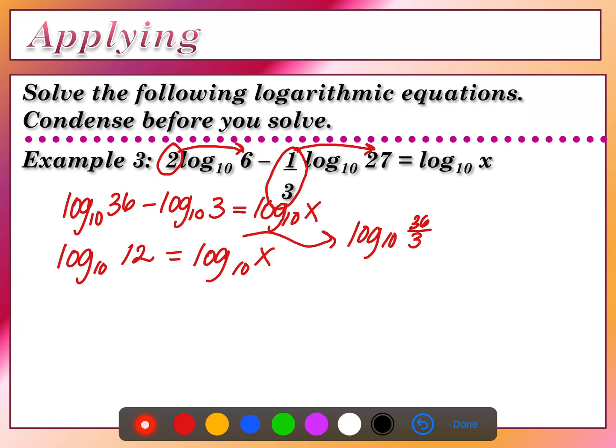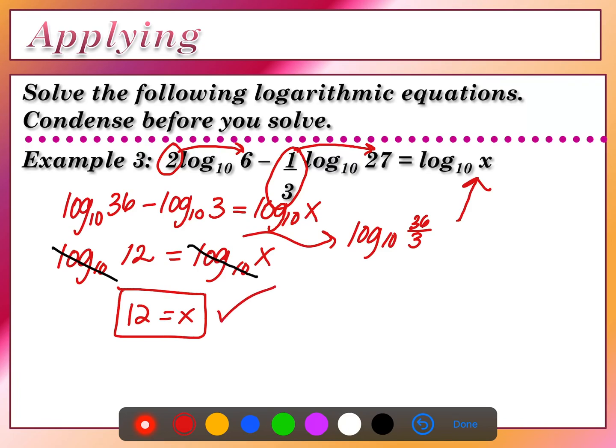Okay, so now I have one log on each side. I solve that by canceling them out. Okay, and I'm left with 12 equals x. Okay, the only place that has a variable in my argument would be over here on the right side of the equation. If I plug that in, I happen to still be taking the log of a positive number, so this final answer is good.